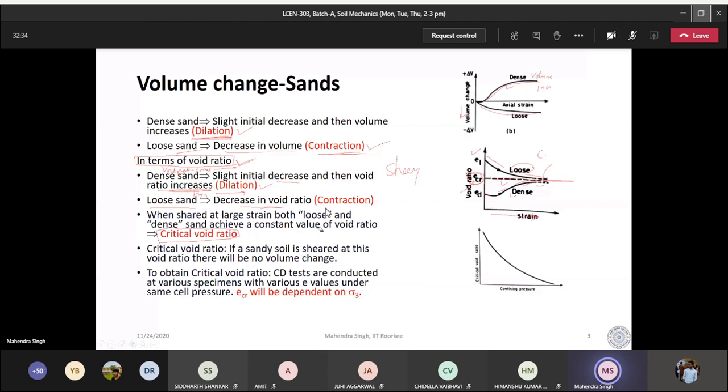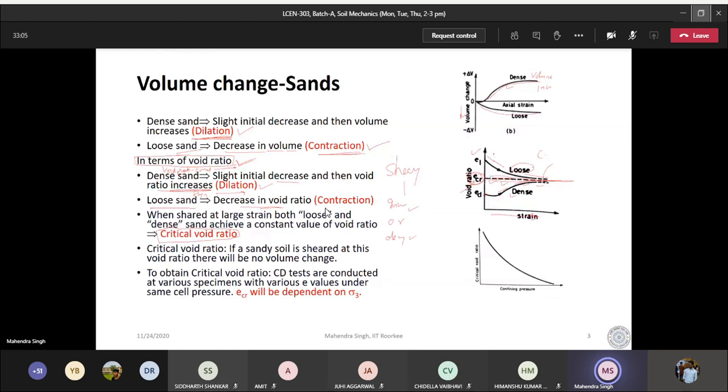We have to remember that when you are applying deviator stress, when the shearing is occurring, then soil is either increasing in volume or decreasing in volume. So it has to happen. The third case is that it is neither increasing nor decreasing, meaning volume is constant. So this is a special case. Corresponding to this void ratio, there will be no volume change.